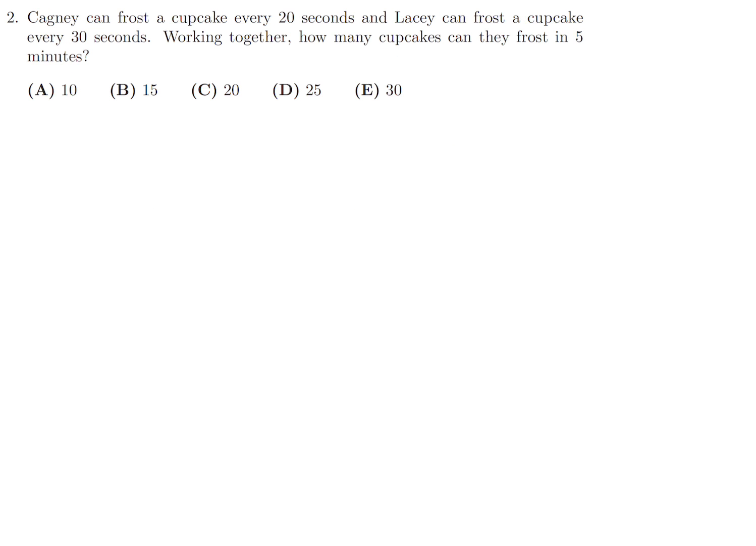Cagney can frost a cupcake every 20 seconds, and Lacey can frost a cupcake every 30 seconds. Working together, how many cupcakes can they frost in 5 minutes? So Cagney, 20 seconds, right? So 3 cupcakes per minute. Lacey is 30 seconds for 1, so 2 cupcakes per minute.